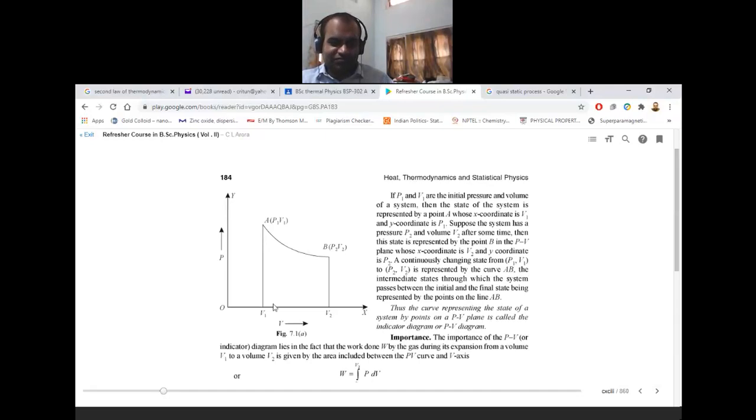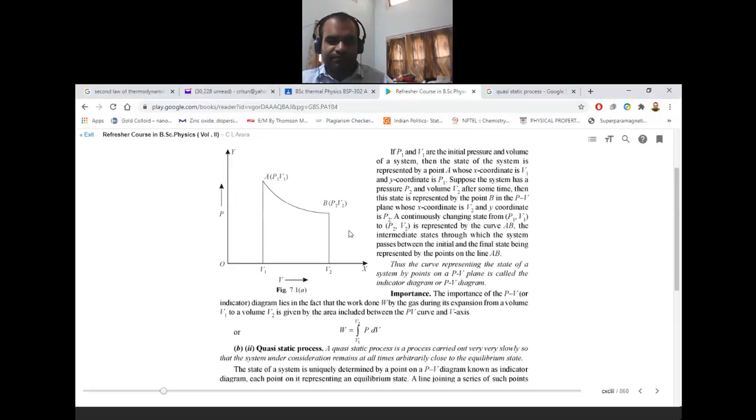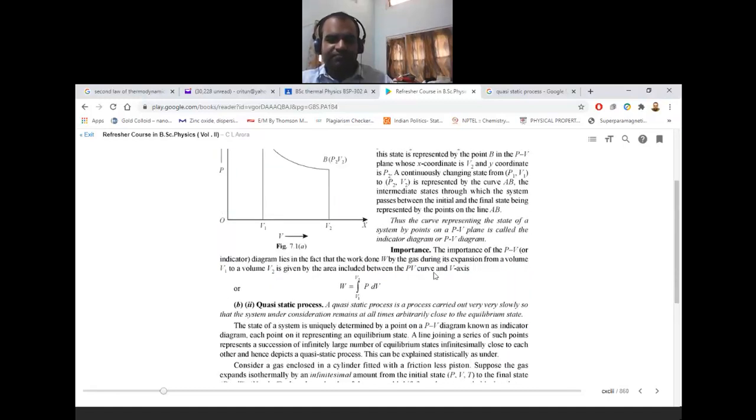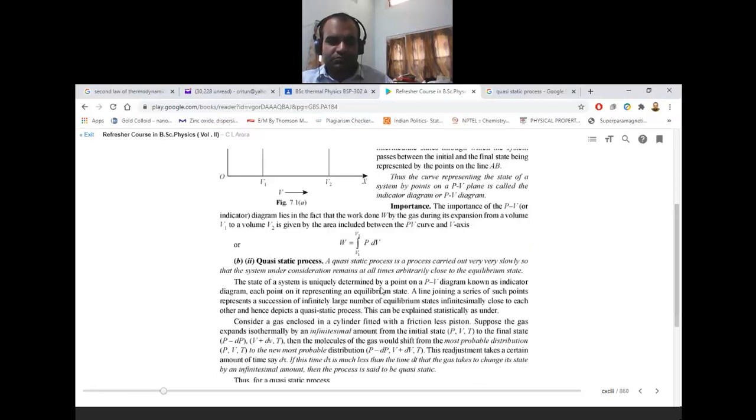Next, let us see what we can learn: the indicator diagram. An indicator diagram is like this, with pressure and volume. At step A there is one value of pressure and volume, P1, V1, and at step B it is P2, V2. So what is an indicator diagram? It is a curve representing the state of a system by points on a PV plane, which means the pressure-volume plane. That is an indicator diagram or PV diagram.